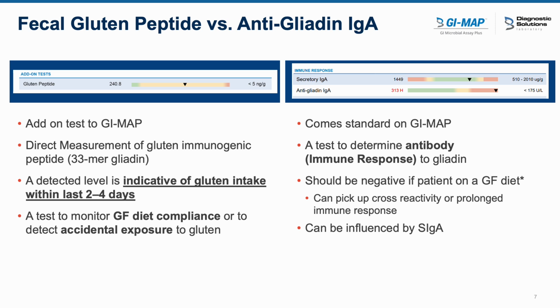A detected level of gluten peptide is a direct measurement and is indicative of intake within the last 2 to 4 days. An IgA result should be negative if the patient is on a gluten-free diet, but this result has some variability and can be influenced by the concentration of total secretory IgA. In this way, the gluten peptide is a test to monitor gluten-free compliance and to detect accidental and unintentional exposure.